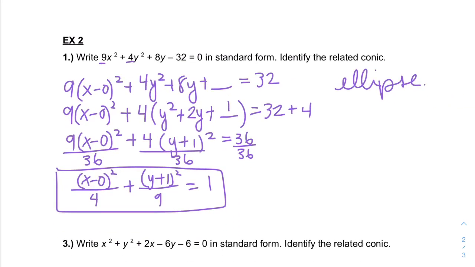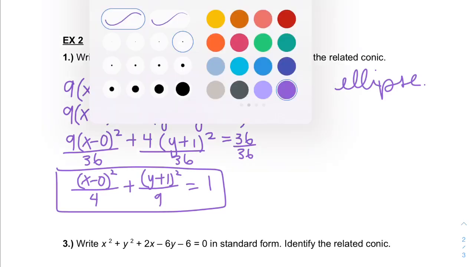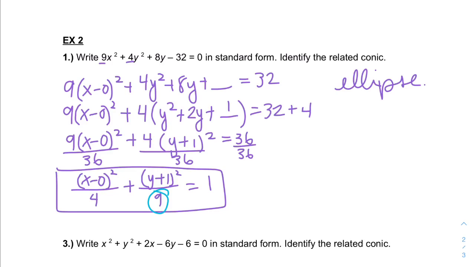And on top of that, I can classify what kind of ellipse it is because I can see that my bigger side is underneath the y part, so I know that this is going to be a vertical ellipse.